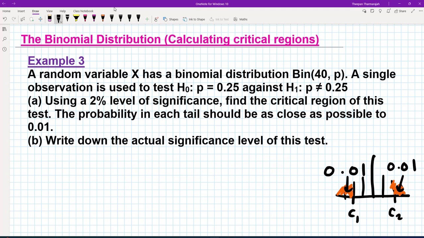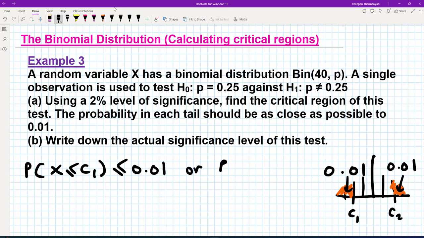If we were to describe this inequality, the probability that X is less than or equal to C1, that's all of the orange part going all the way up to C1, must be less than or equal to 0.01. And the other side is the probability that X is greater than or equal to C2, but this is also less than or equal to 0.01. So that's how we form this based on the graph that we've drawn.